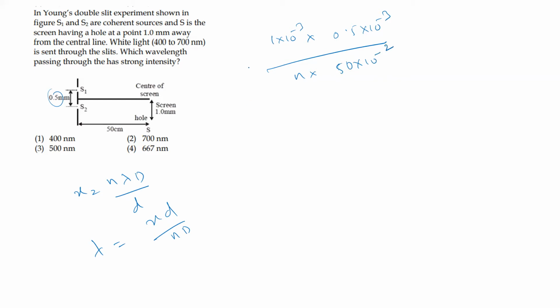Okay, we are getting the lambda value now. First substitute n is equal to 1. What do you get? That you write down. Next n is equal to 2. What do you get? That you write down here. So what next, n is equal to 3. Out of these 3, which wavelength lies between 400 to 700? That you decide. Okay. So you will get the answer 500 nanometer. Clear.